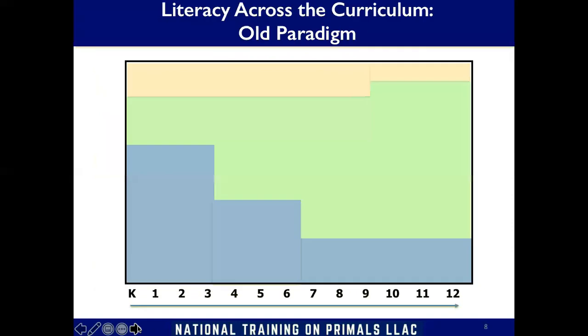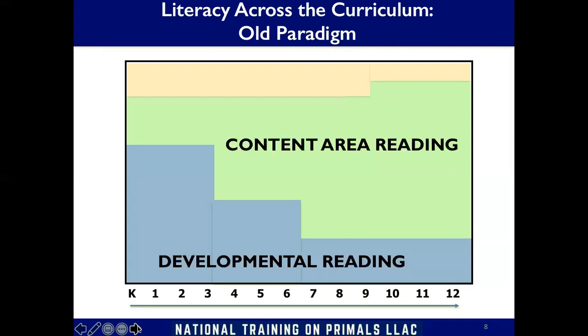Traditionally called content area reading, let's situate it within the overall school reading program, which has three major components: developmental reading, content area reading, and remedial reading. These components are present at all levels of schooling from kindergarten through grade 12.